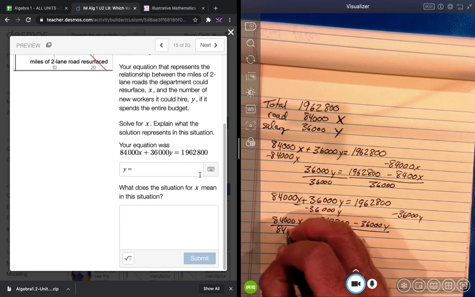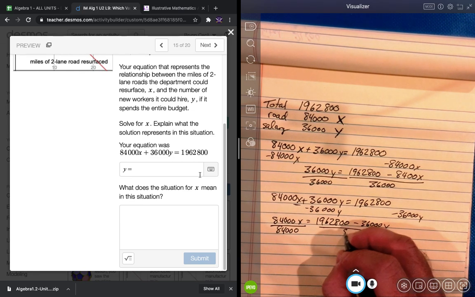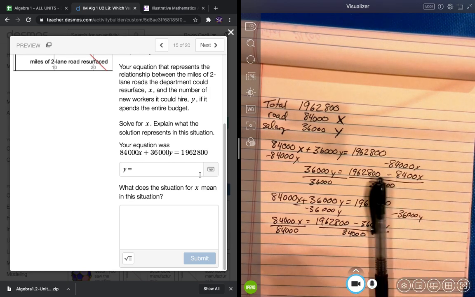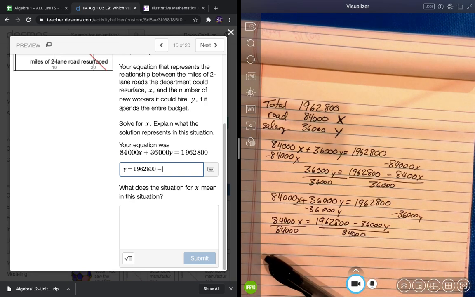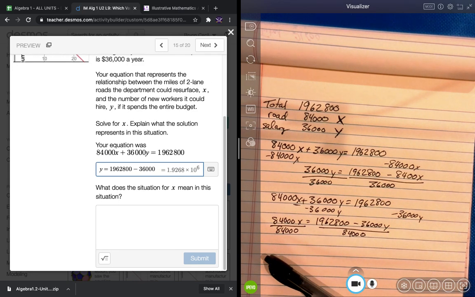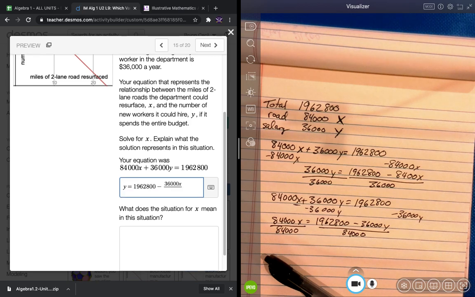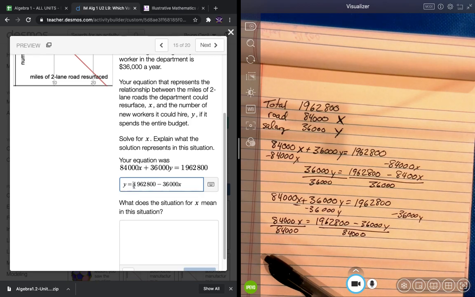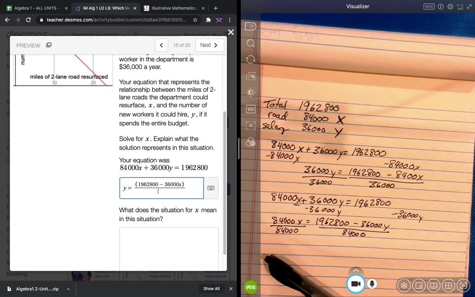Isolate your variable and divide by 84,000. So even though it says y, we're solving for x, so that's going to be that 1,962,800 minus your 36,000 y, and we're going to put that all over 84,000. And guys, the way we show that on here is we're going to put parentheses. Okay, you can't do it there. Alrighty, and that is what we have.